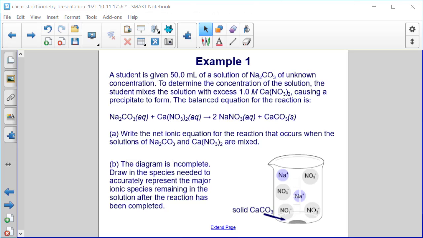So part A, write the net ionic equation for the reaction that occurs when the solutions of sodium carbonate and calcium nitrate are mixed. And B, the diagram on the right is incomplete. Draw the species needed to accurately represent the major ionic species remaining in the solution after the reaction has been completed.